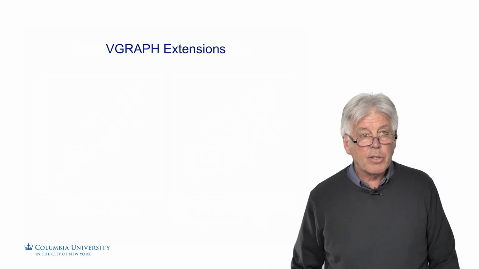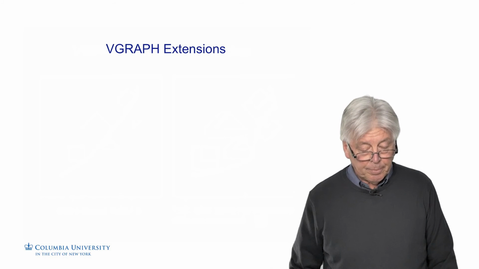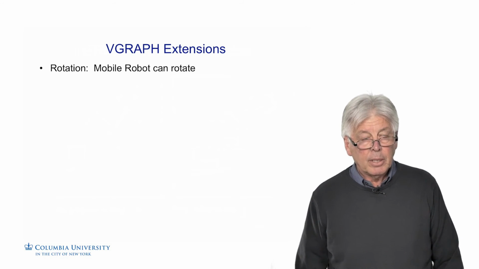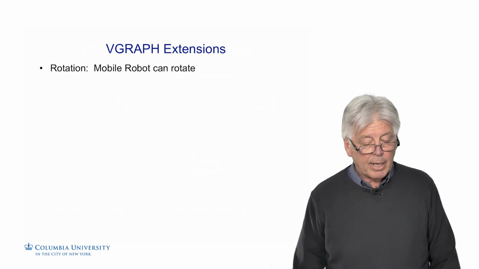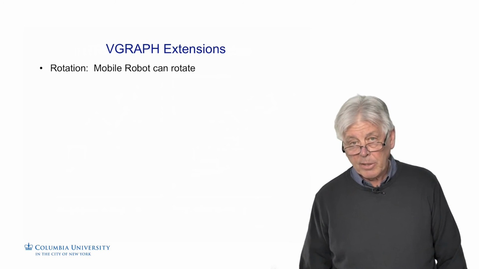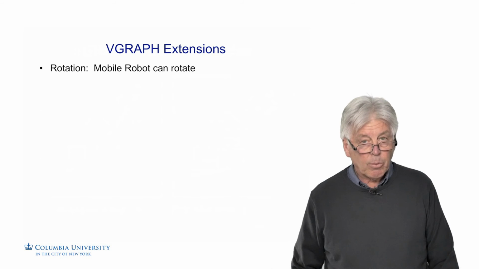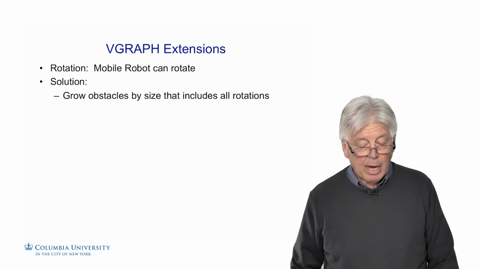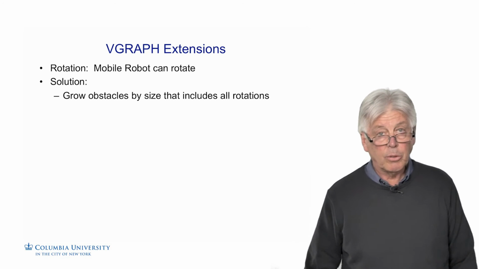Now there's some extensions to VGraph that we still need to talk about. First is rotation. In all the previous examples, the robot was not able to rotate, it just translated. So the question is, how do we add rotation to this system? Well, the solution is to grow the obstacles by a size that includes all rotations.